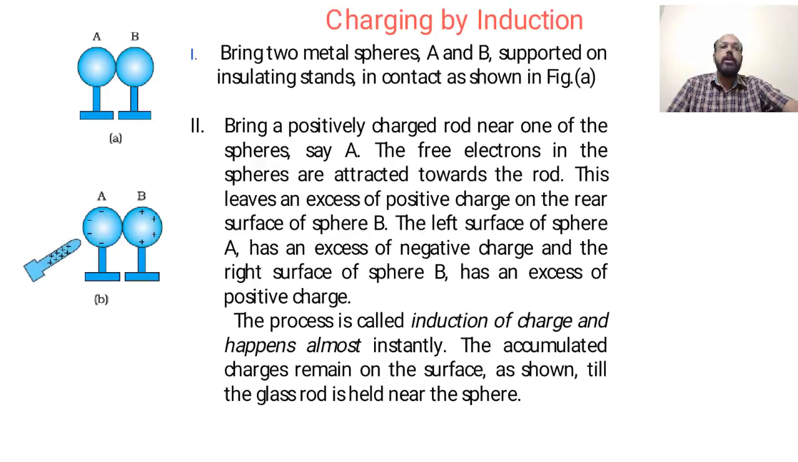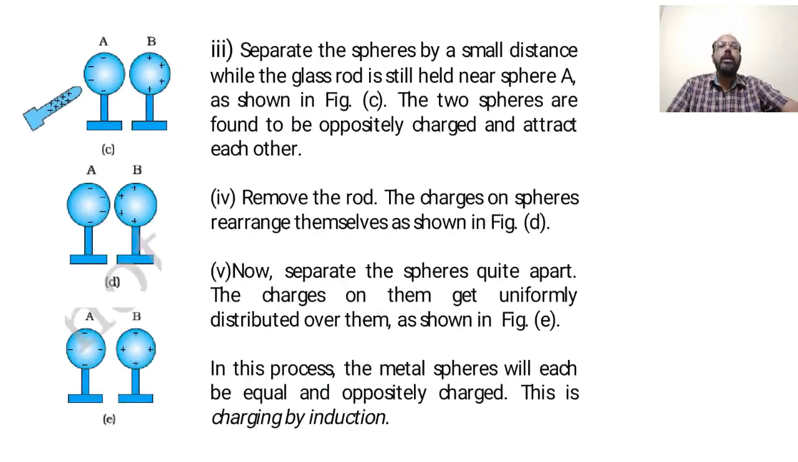The accumulated charge remains on the surfaces shown as long as the glass rod is held near the sphere. Okay, then separate the spheres by a small distance while the glass rod is held near sphere A as shown in the figure. The two spheres are found to be oppositely charged and attract each other. Remove the rod, the charges on the spheres rearrange themselves. Okay, now separate the spheres quite far apart.